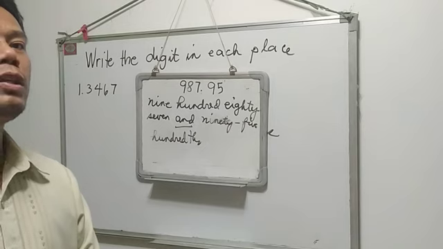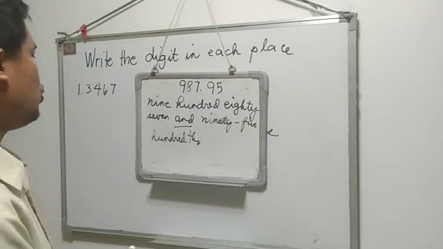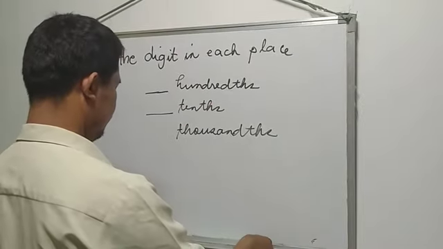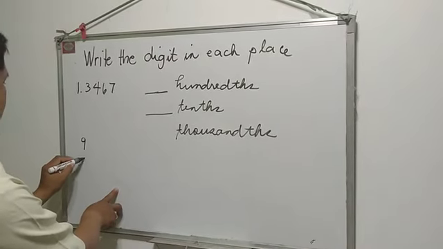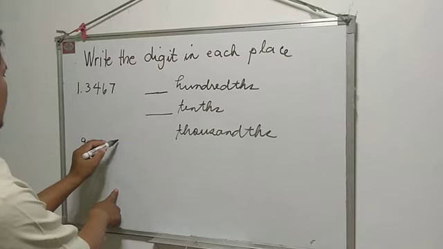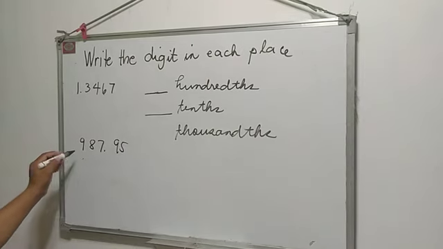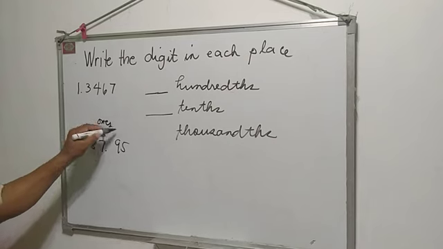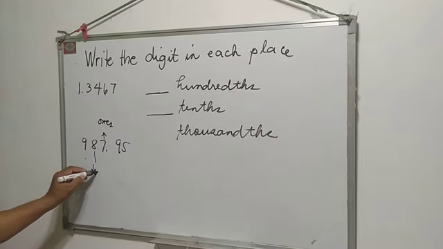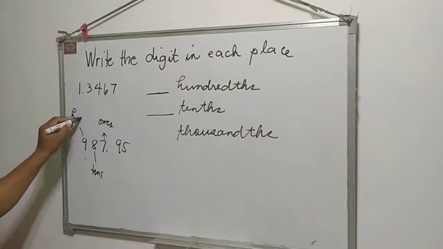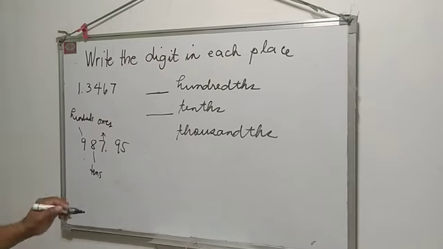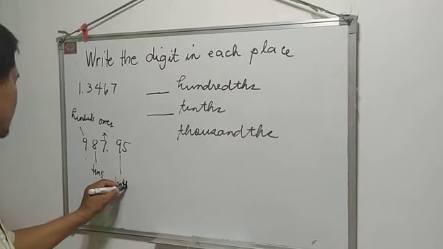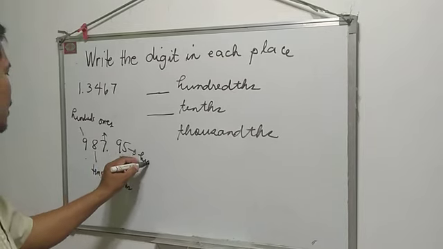Now, we are going to give the place value of each digit. So, bibigyan natin ng place value ang bawat digit ng 987.95. Let's start with the whole number. So, 7 is ones, 8 is tens, then 9 is hundreds. Now, in a decimal number, 9 here is tenths, then 5 is hundredths.